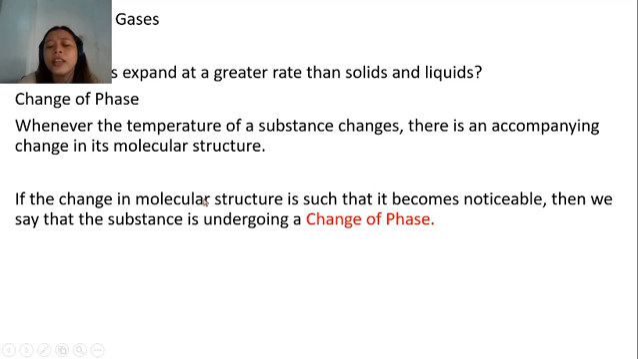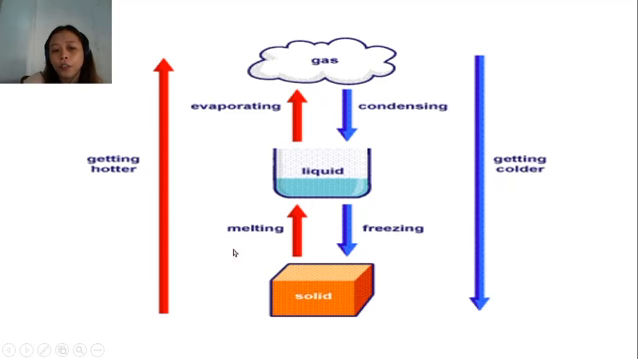So, change of phase. Whenever the temperature of a substance changes, there is an accompanying change in its molecular structure. If the change in molecular structure is such that it becomes noticeable, then we say that the substance is undergoing a change of phase. Later, we will talk about what a change of phase is. For example, with our liquid, if our temperature rises, it evaporates. Meaning there is a change of phase, because at the normal state, before the temperature increased, the liquid is in the liquid phase.